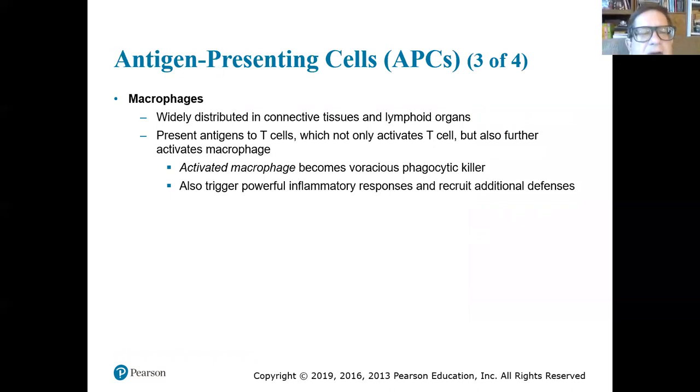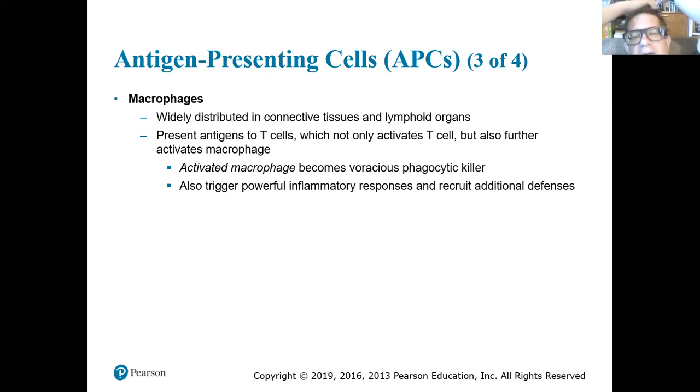You could also have macrophages, grown up monocytes, white blood cells. They're capable of talking to other white blood cells and saying, hey, this thing that I've been eating, this thing that I've been fighting, you should get ready. This is bad stuff. You should get a whole army together to fight. So macrophages are found all over in connective tissues, lymphoid organs.